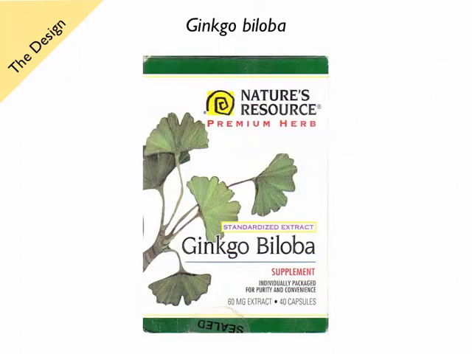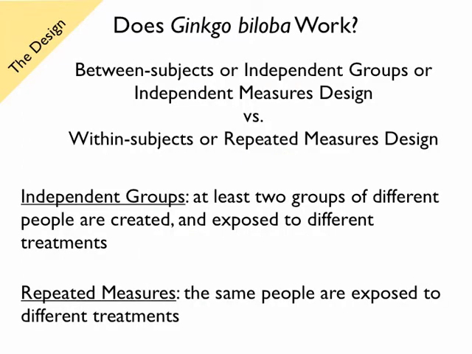Okay. In class, we were talking about this nutritional supplement, ginkgo biloba. It's supposed to improve your memory, although it says on the box that those statements aren't evaluated by the FDA, so we tried to come up with a way to actually evaluate it. Does this product actually improve your memory? And the design that we came up with was an independent groups design. We also call this the between subjects design. And your textbook calls it the independent measures design.